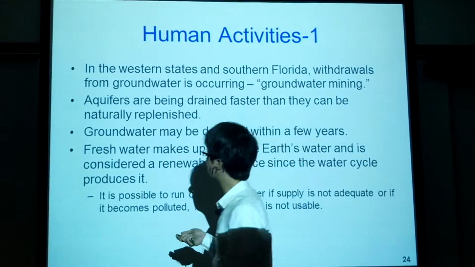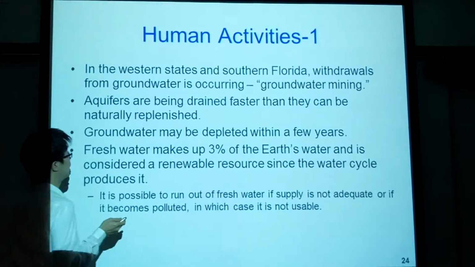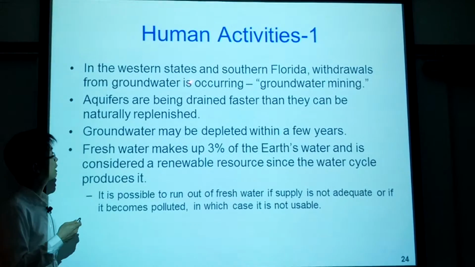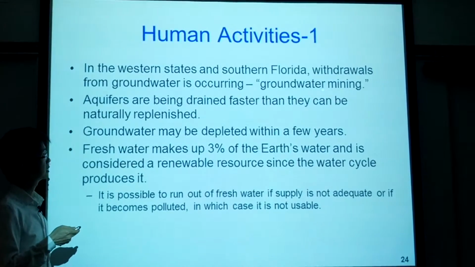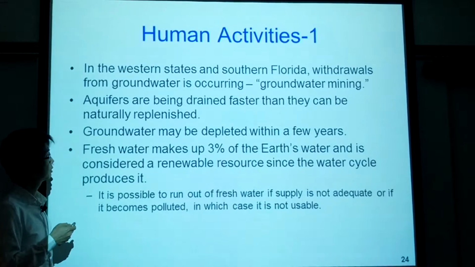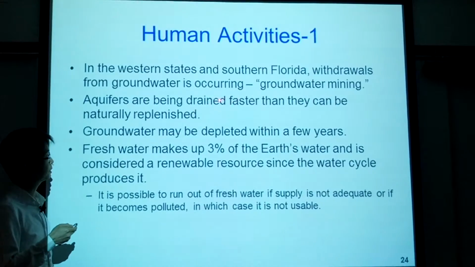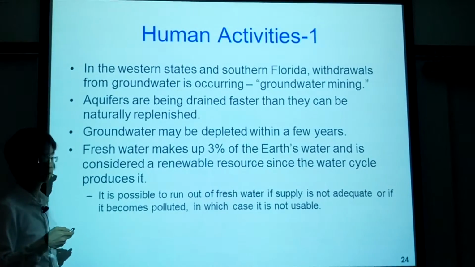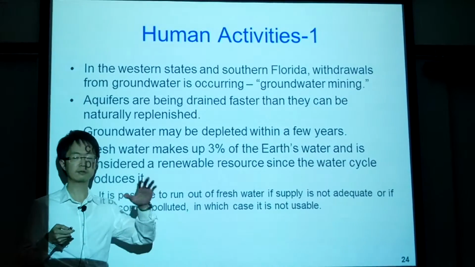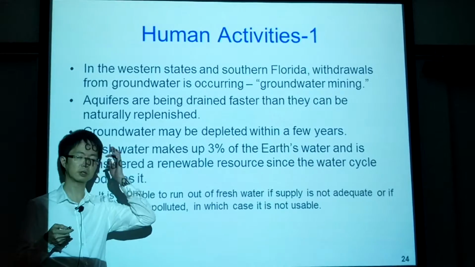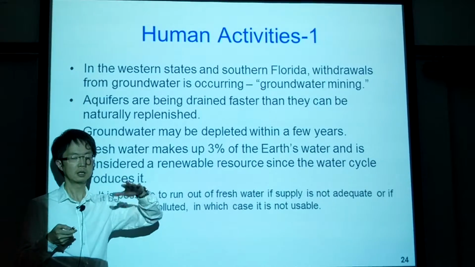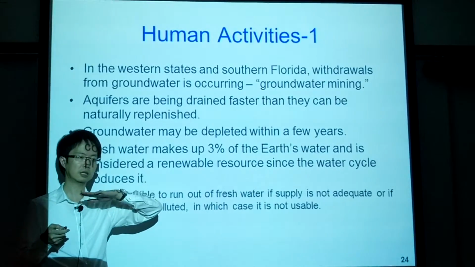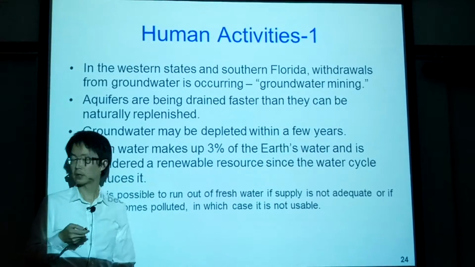An example is in Florida. In Florida, they withdraw a lot of groundwater. They call it groundwater mining. Groundwater is depleted faster than it can be replenished. What happened is that Florida has an issue because they take out too much of the water underground. That causes the land to sink.